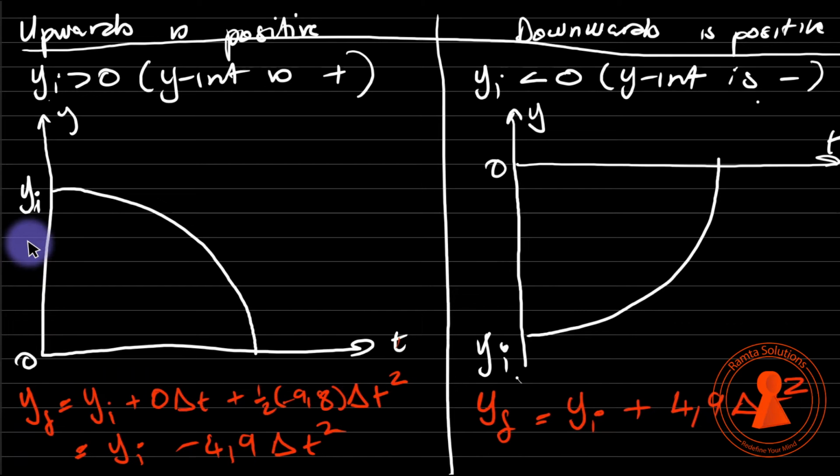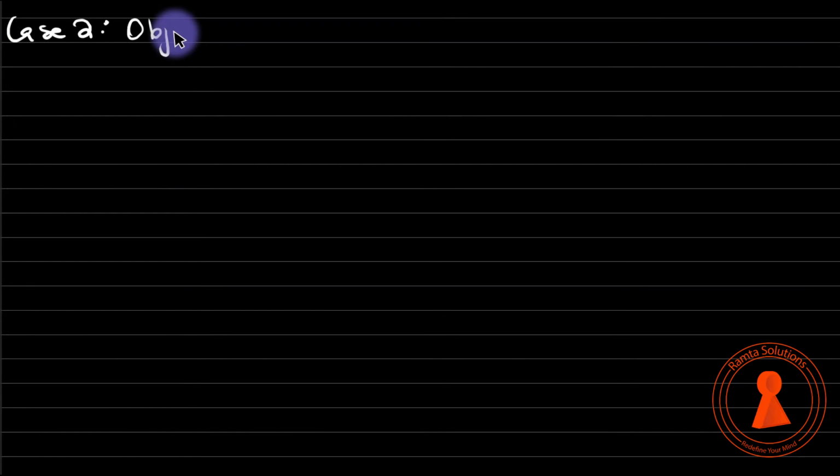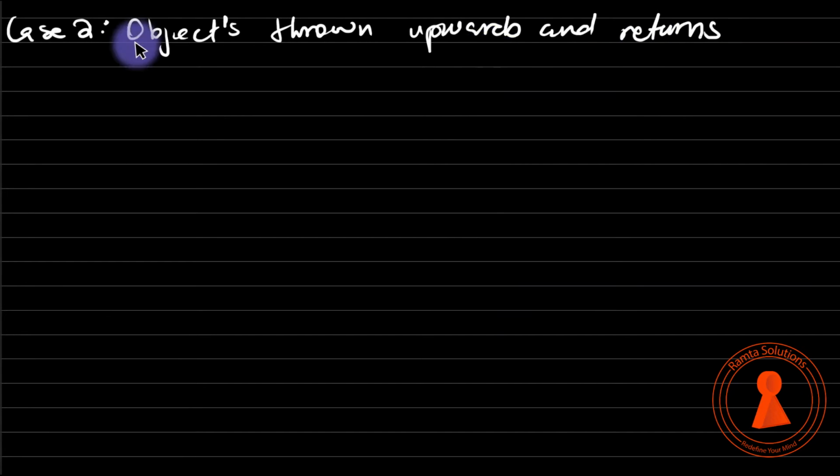So now, let's go to the next one. I'm not going to cover the case where the object is thrown downwards. I'm going to look at case 2. My case 2 here will be: object is thrown upwards and returns.